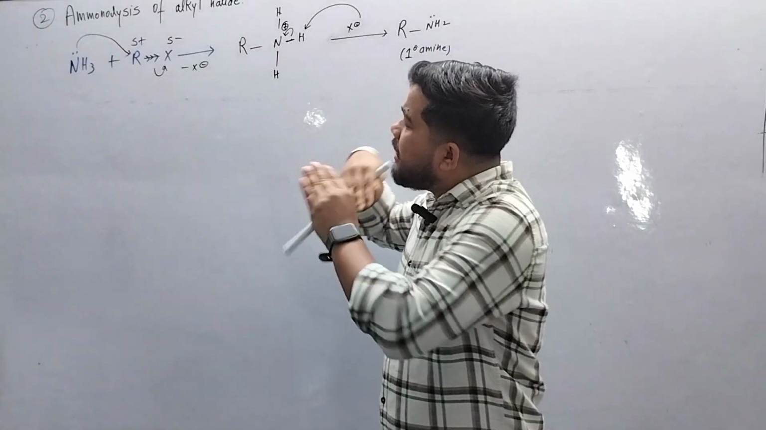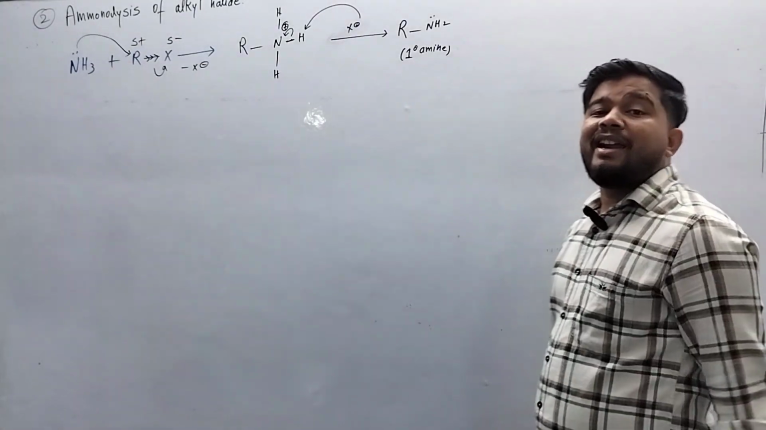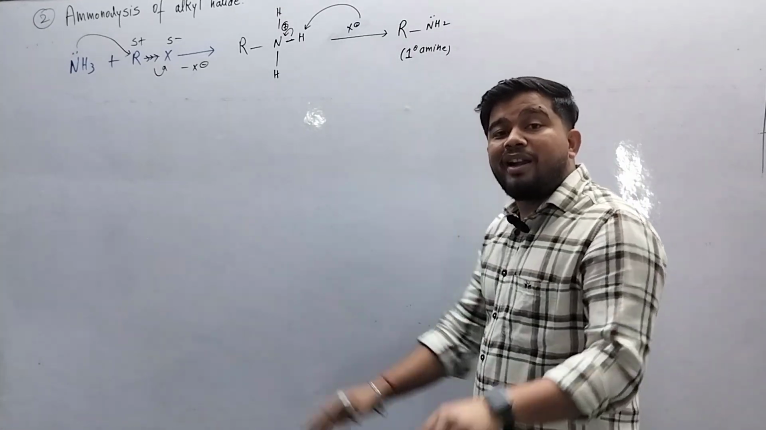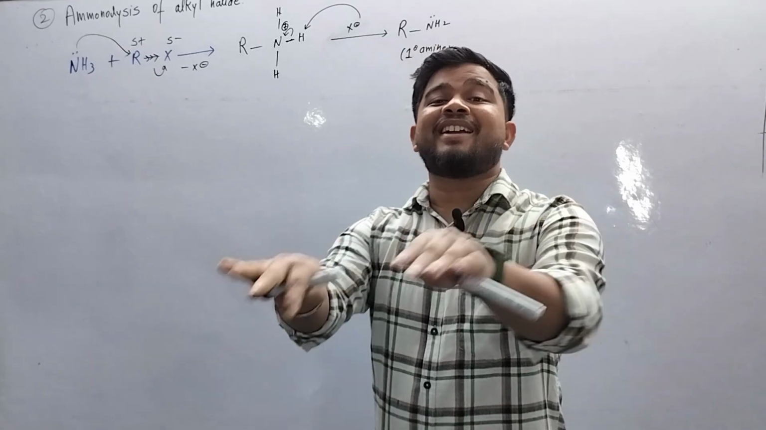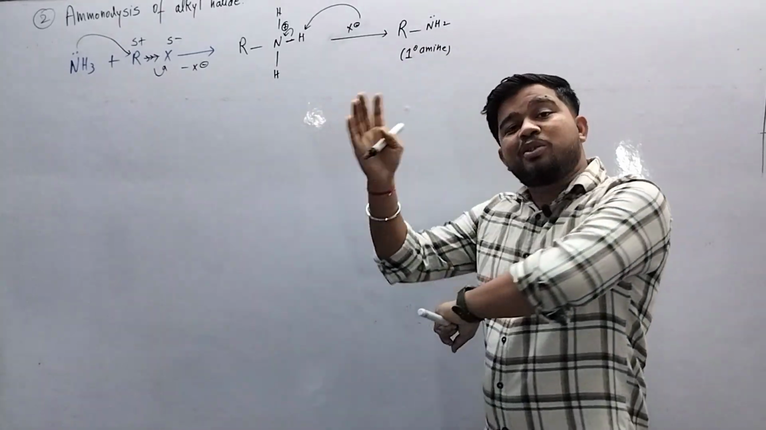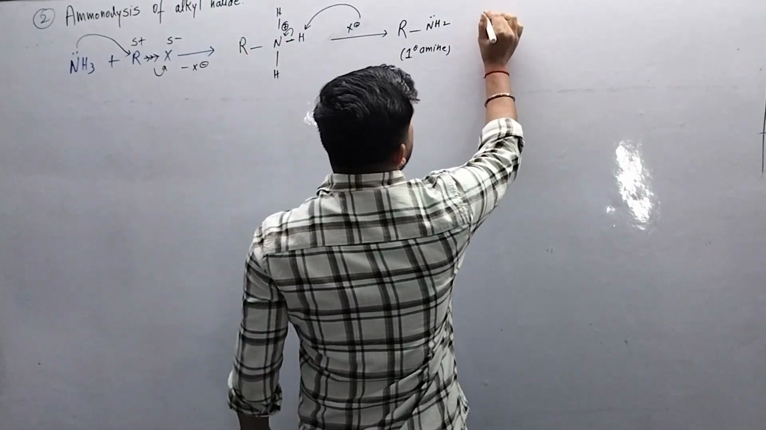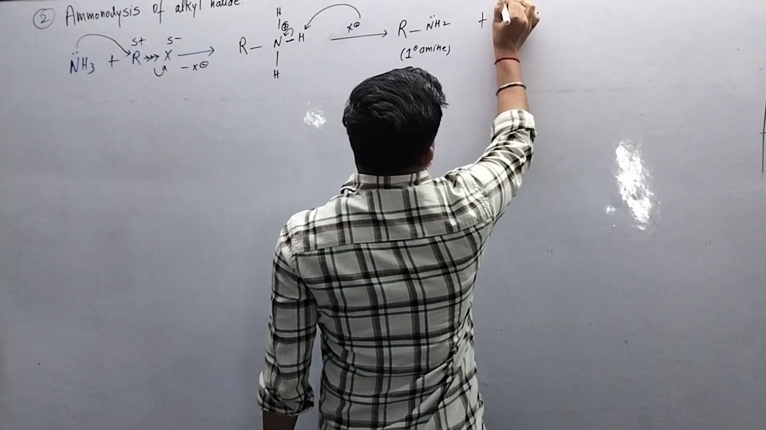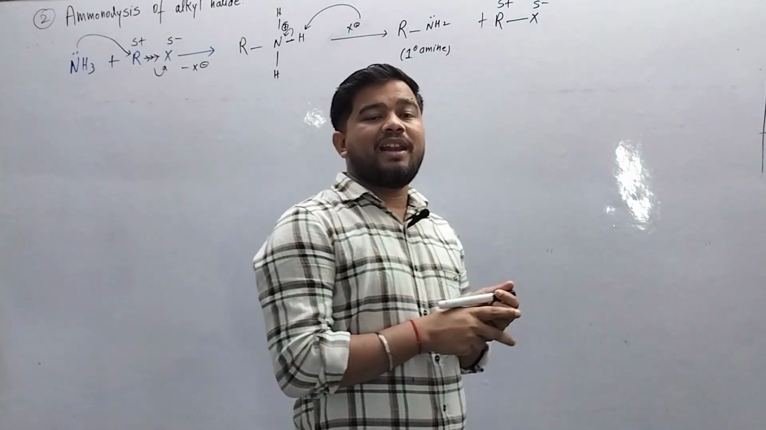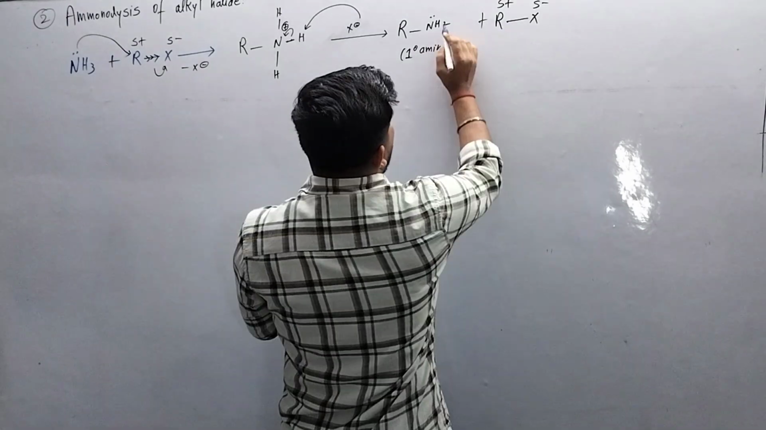As we have already said earlier, the alkyl halide is in excess. That means the 1 degree amine formed is further reacted with alkyl halide. In the next step, the product will be a 2 degree amine. The alkyl halide again reacts with the 1 degree amine, and the mechanism is the same as SN2.